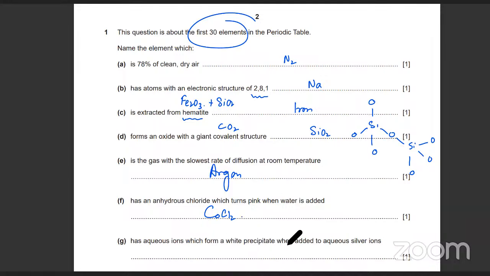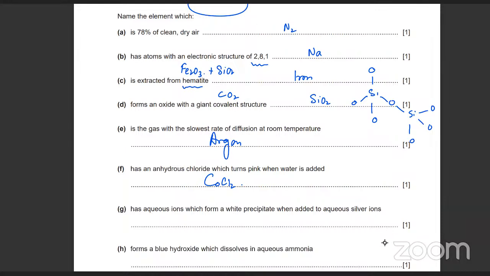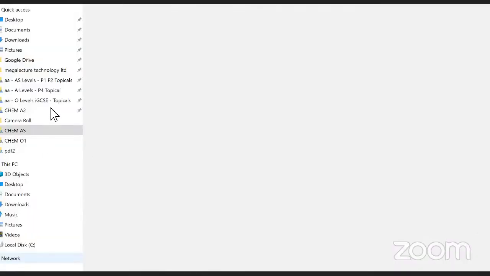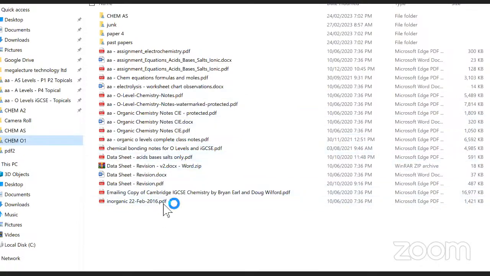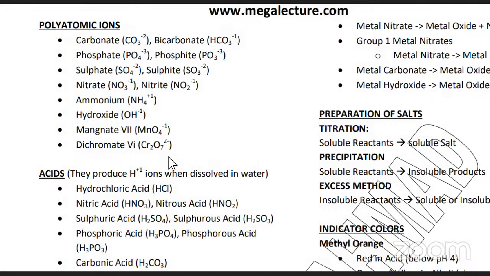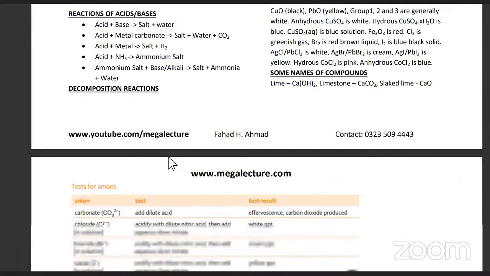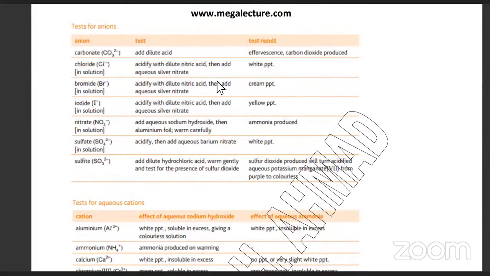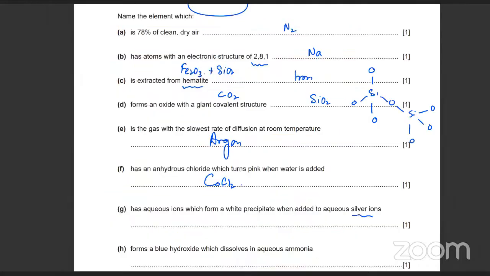Aqueous ions which form a white precipitate when added to silver ions. Which test is the silver ion test? I'll open the salt analysis sheet. Where? This one. Which test is the silver test? Silver nitrate, white precipitate. That's a test for chloride ions. So remember these 2 pages. You have to memorize these 2 pages. So that's a test for chlorine.